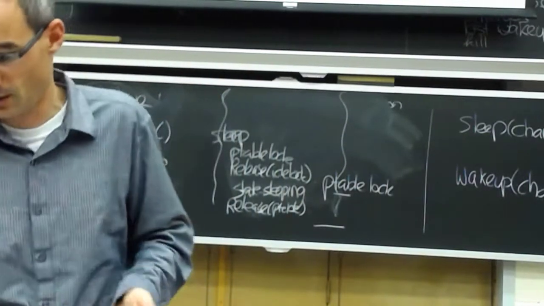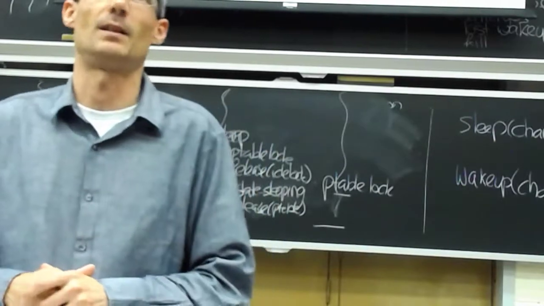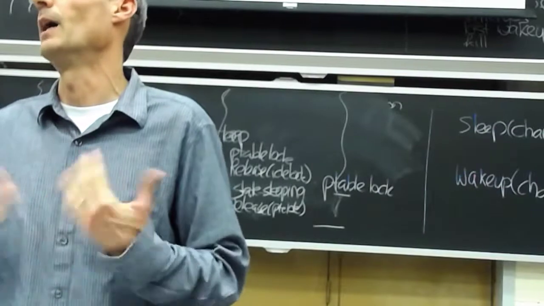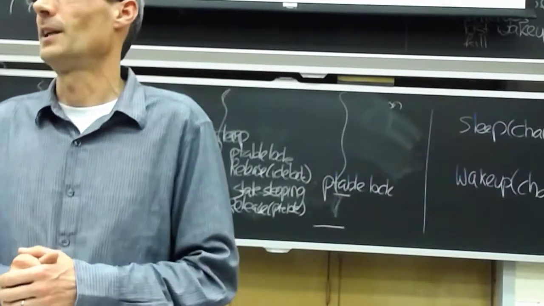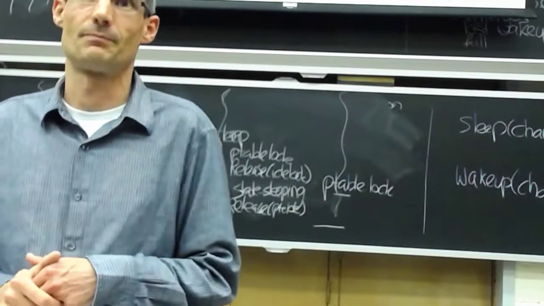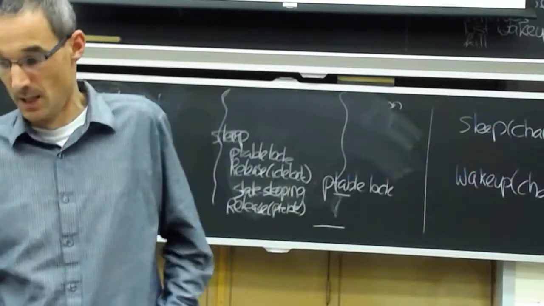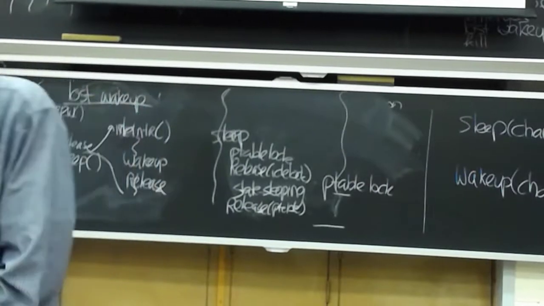Another classic conditional synchronization primitive works exactly that way. So instead of passing the lock to sleep, you basically have a counter, called a semaphore, that counts the number of sleeps and wake-ups. Make sense? Okay, good. So that's one problem.